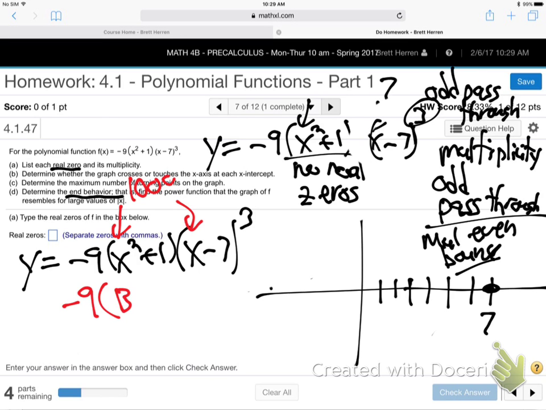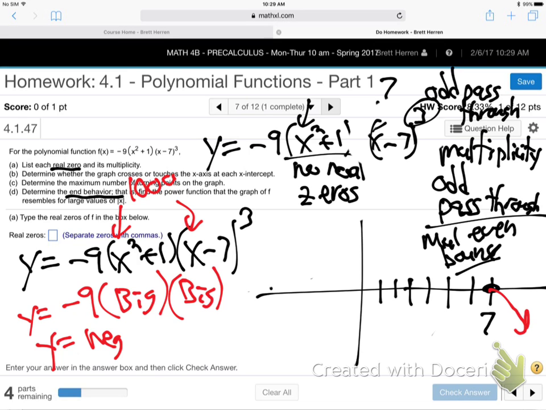-9 times, I'll say big, right? 1,000 squared plus 1, it's 1,000,001. It's really big. And then this is 1,000 minus 7, which is 993, to the third power, really big. -9 times big. It's going to be negative big, meaning it's going down. The end behavior, way off to the end, it's got to be going down, down, down, down, down, isn't it?